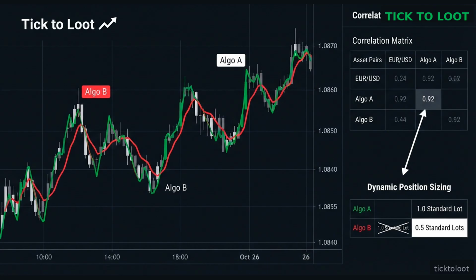By doing this, even if the market moves against us, the total loss is less severe because the two trades no longer add up to a full 2.0 lots of risk. Remember, the goal isn't to stop trading. It's to balance the amount of money at risk when algorithms are tightly linked. Adjusting positions based on correlation insight keeps your portfolio safer and gives you room to add more diverse strategies later.